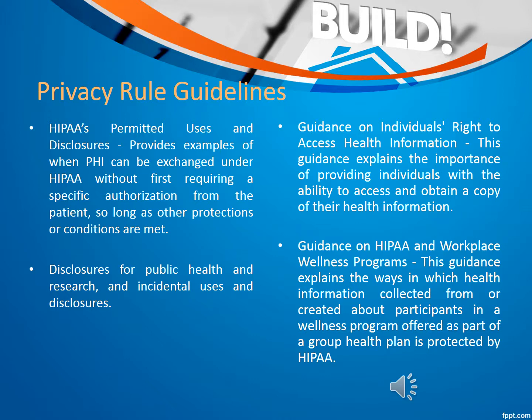The key privacy rule guidelines are HIPAA's permitted uses and disclosures. Example, when PHI can be exchanged under HIPAA without first requiring a specific authorization from the patient, so long as other protections or conditions are met. Disclosures for public health and research and incidental uses and disclosures.